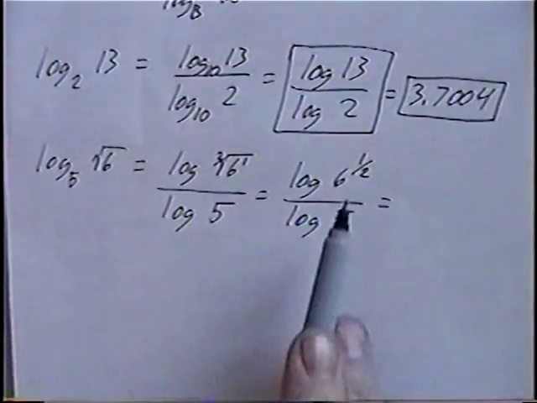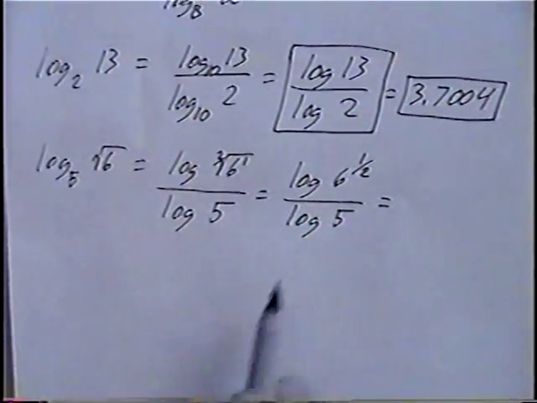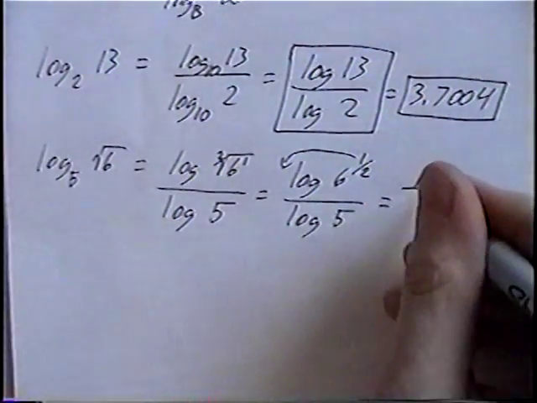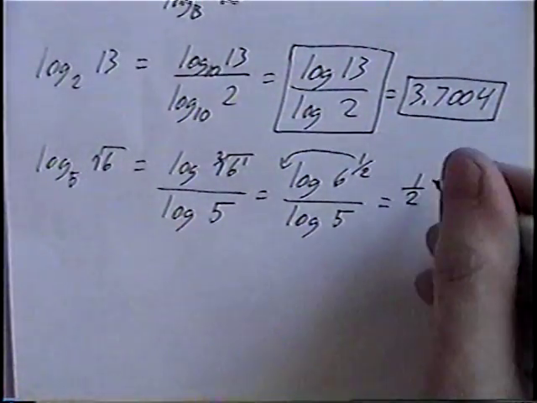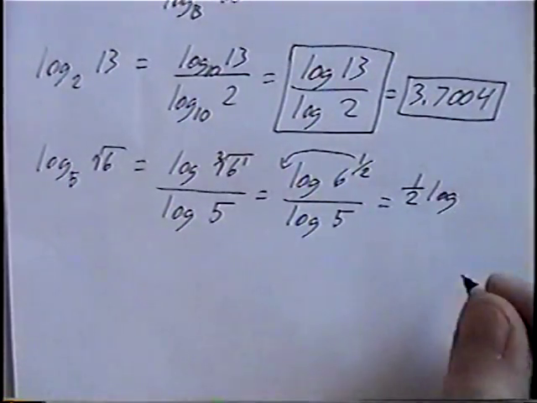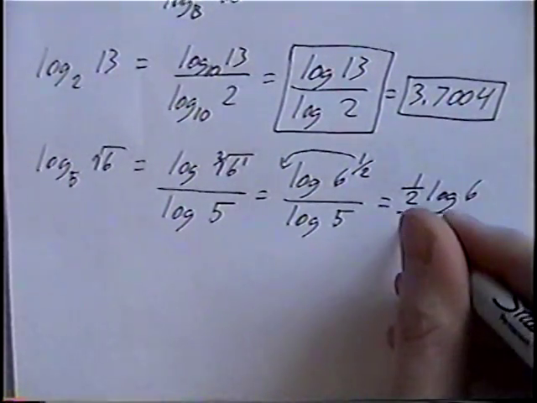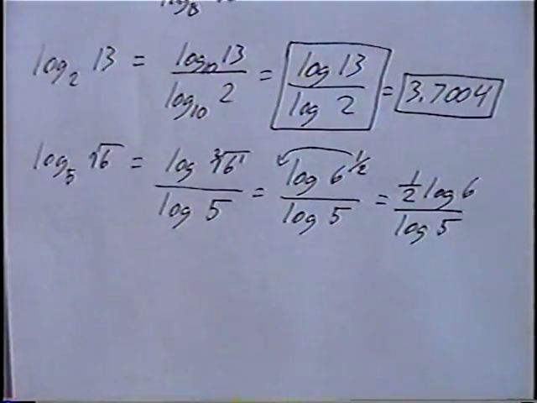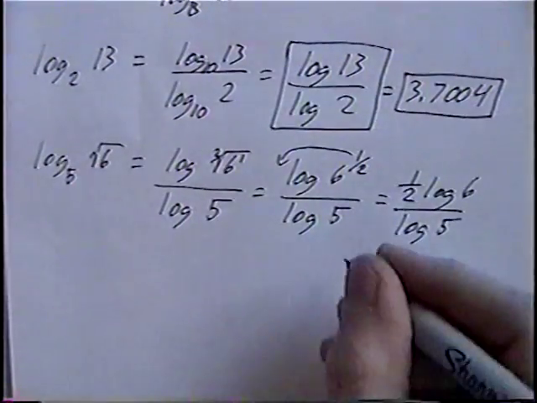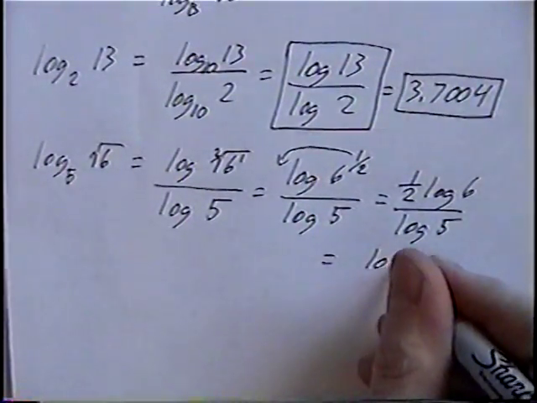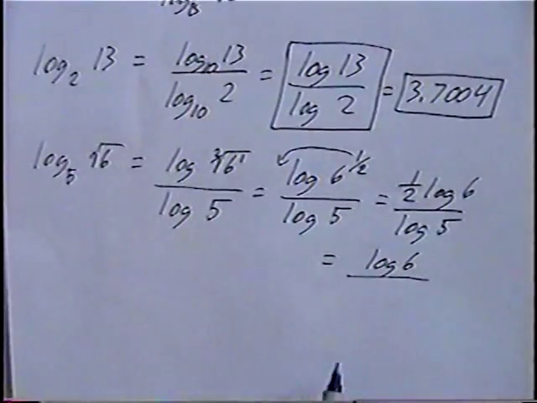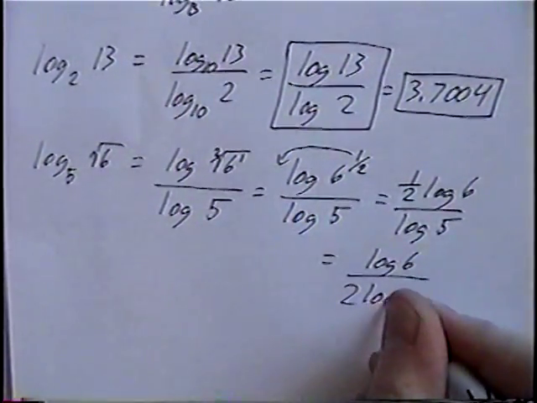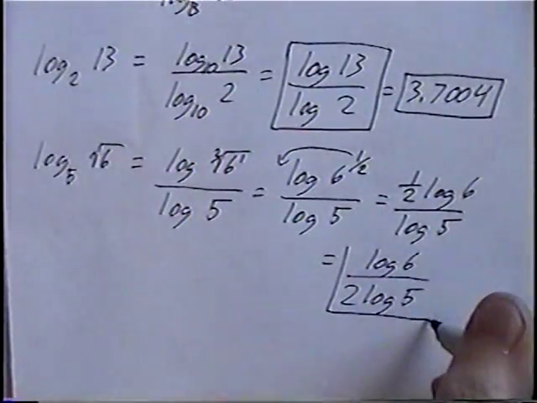Using properties of exponents, properties of logs with exponents, if you have an exponent 1/2, this 1/2 can come out front and becomes a coefficient of 1/2, which would be 1/2 log 6 divided by log 5. Having a fraction inside a fraction, we can rewrite this as log 6 divided by, instead of 1/2, we can put the 2 in the denominator and have 2 log 5 for our final answer.